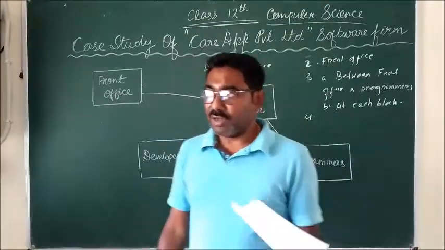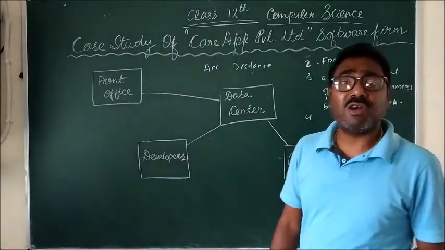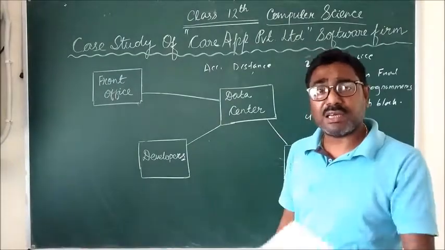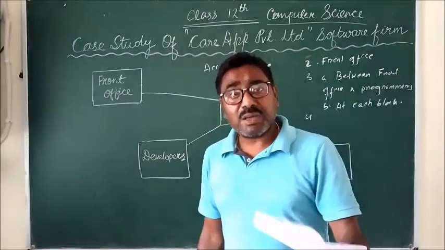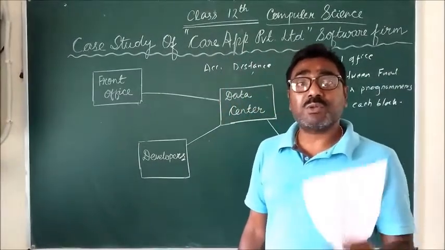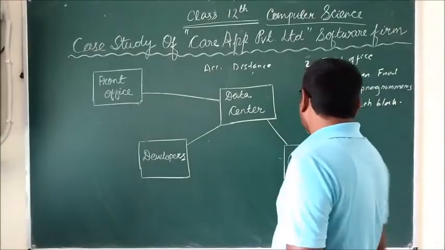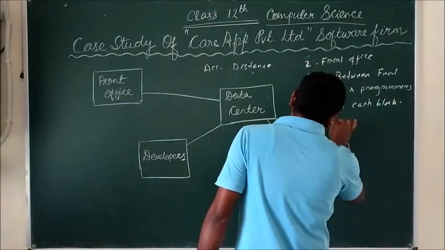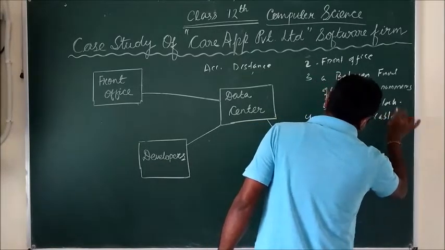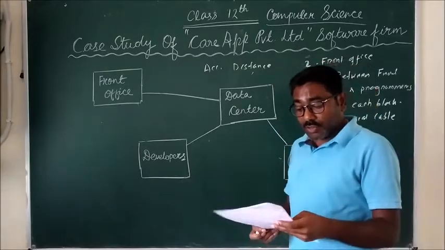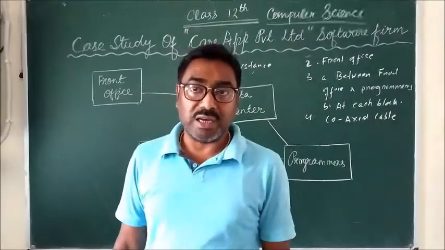So in this particular case, the distance is 500 meters, so the Ethernet cable is not feasible. You should use either coaxial cable or the fiber optic cable. But the fiber optic cable is very expensive, so we should use the coaxial cable. So the answer to the fourth question is coaxial cable. Clear? The next question is, where should the modem of the network be installed and why?